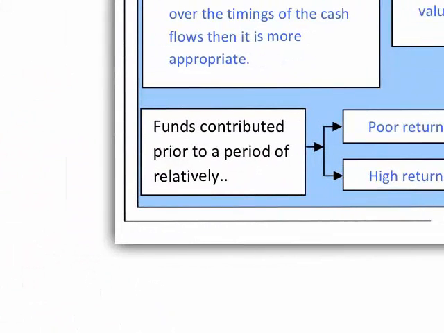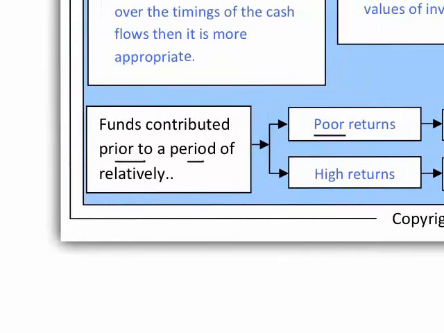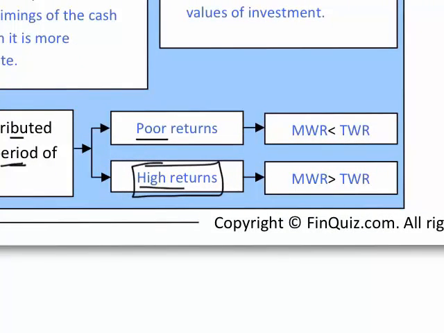If funds are contributed, additional money is invested prior to a period of relatively poor return, then money weighted return will be lower. Now, which was our case? Our case was the other one. Funds were invested prior to a period of relatively high return. Remember, additional money was invested at the start of the second year, which was relatively a good year compared to the first year. In that case, money weighted return will be greater than time weighted return, as is the case with our example, which you have calculated.